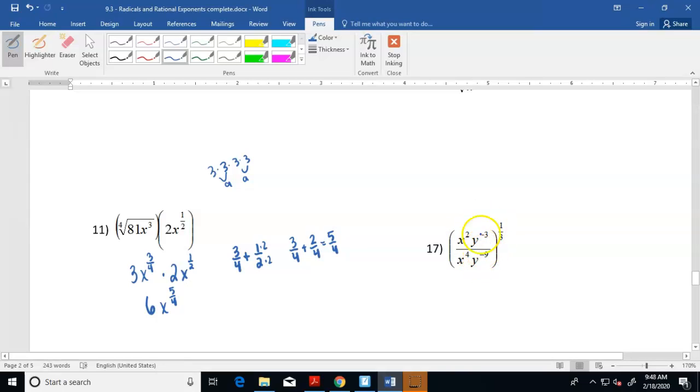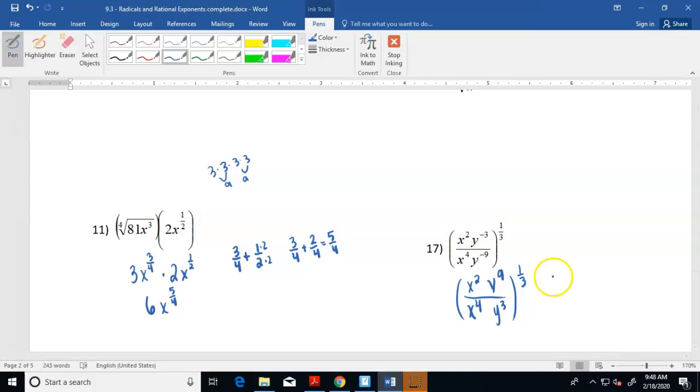So the first thing I would probably do is switch the negative exponents. So that would be x squared, x to the 4th, they stay. You'll have y to the 9th on top, y to the 3rd on bottom. Then if I'm still working on that inside, Cole, what can I do with those exponents when I'm dividing? Subtract. Good. So for the x's, I'm going to subtract. What do I get?